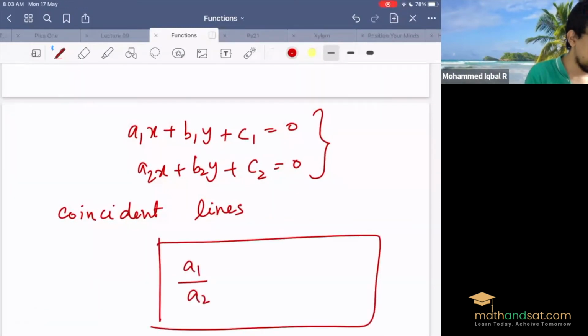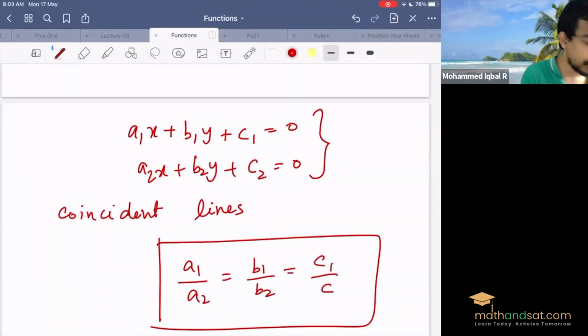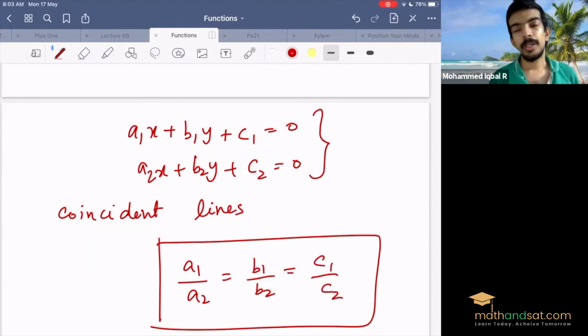When a1 by a2 is same as b1 by b2 is equal to c1 by c2, please understand this concept. There's nothing to mug up here, nothing to memorize. You have to understand that these lines will be coincident lines if and only if the two equations are exactly the same, which means the coefficients should be proportional.